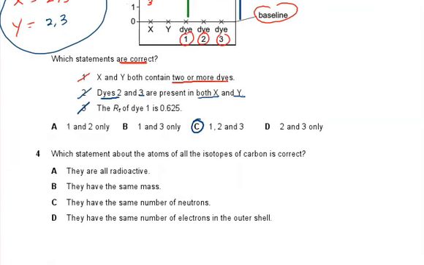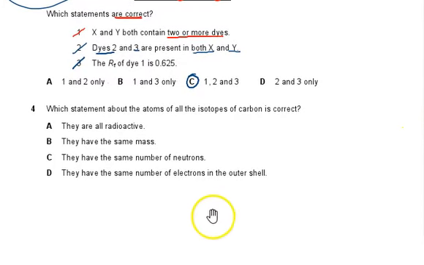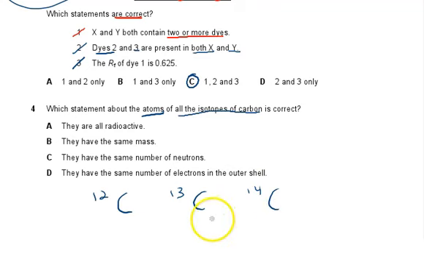Okay, now let us look at number 4. Which statement about the atoms of all the isotopes of carbon is correct? Okay guys, please remember the isotopes of carbon: carbon 12, carbon 13 and carbon 14. And remember, for the isotopes, the proton numbers are all the same.